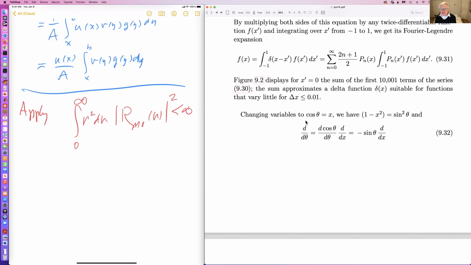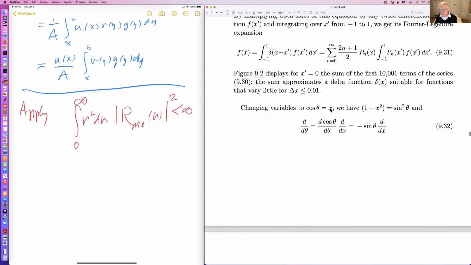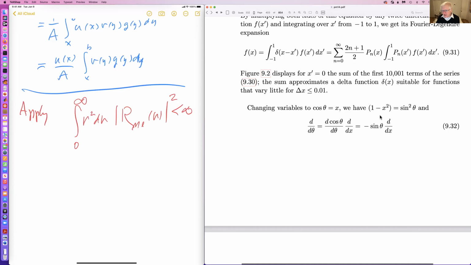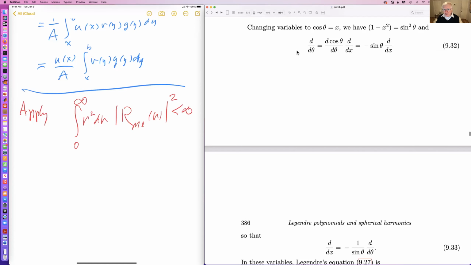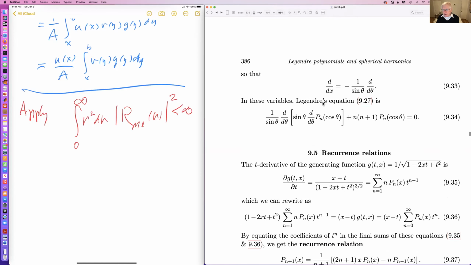If we now switch variables to cosine theta equals x and sine theta is the square root of 1 minus x squared, we have these relations and this relation. And Legendre's equation then takes this form, which is the form that it often occurs in in physics problems, because we often use Legendre polynomials when we're dealing with problems in spherical coordinates.